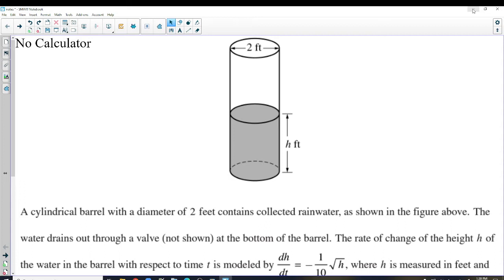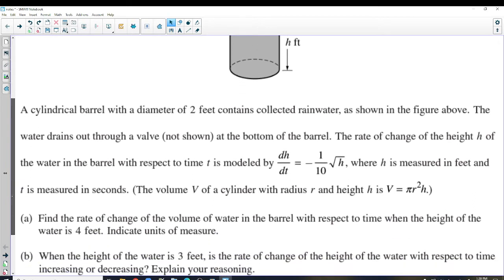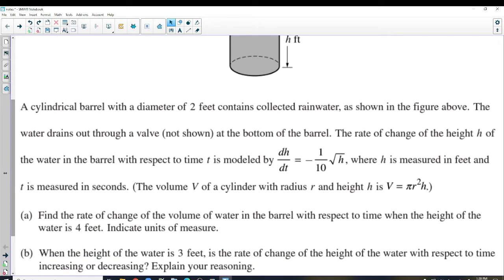A cylindrical barrel with a diameter of 2 feet contains collected rainwater, as shown in the figure above. The water drains out through a valve, not shown, in the bottom of the barrel. The rate of change of the height h of the water in the barrel with respect to time is modeled by, so we have dh/dt, an equation where h is measured in feet and t is measured in seconds. They also give you the volume of a cylinder.